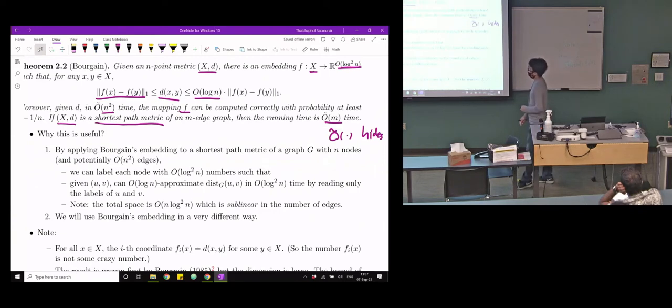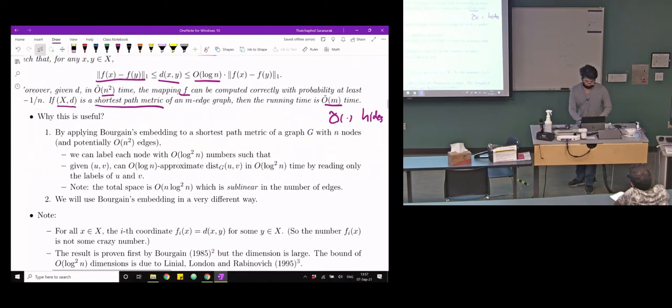So that's a fast distance data structure immediately. And what is also important is that the total space here is just, there are n nodes, and each node you have log n square numbers. And this is sublinear in the number of edges. It doesn't matter if you have n square edges. So that is kind of nice already. We will use this in a very different way, actually. And you will see.